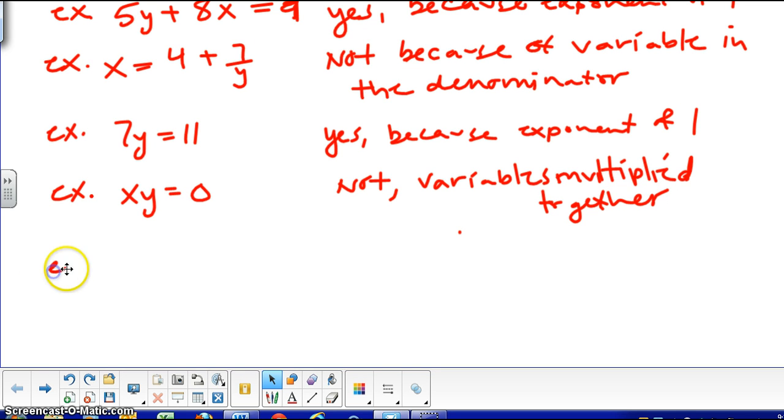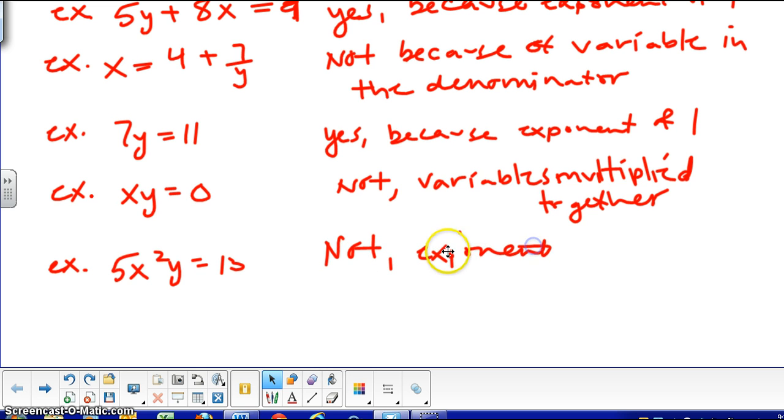And the last one I want to go over is 5x squared y equals 13. This one is also not a line because the exponent of the x is a 2, and that is not going to be a line. Okay, so let's go ahead and start graphing lines.